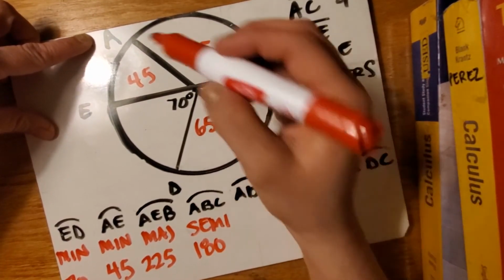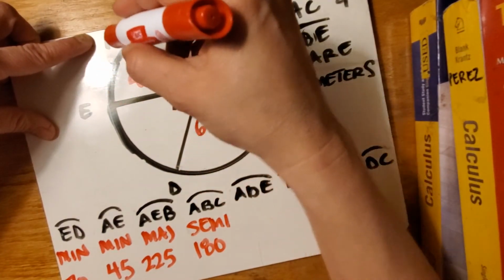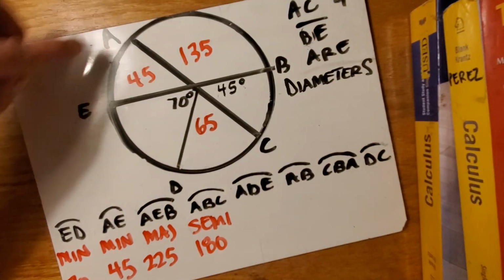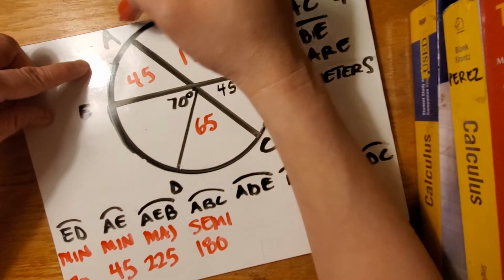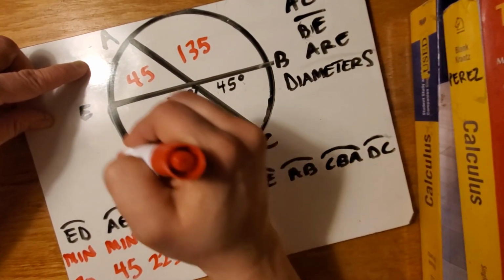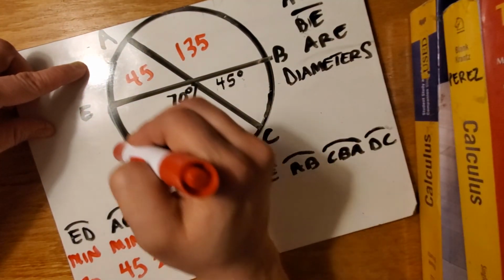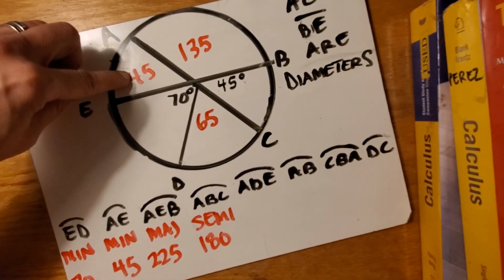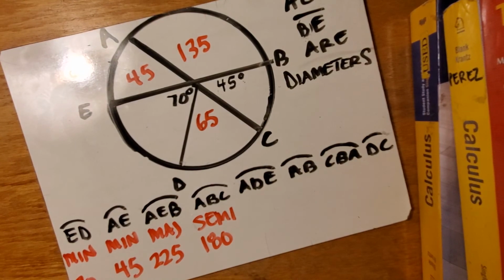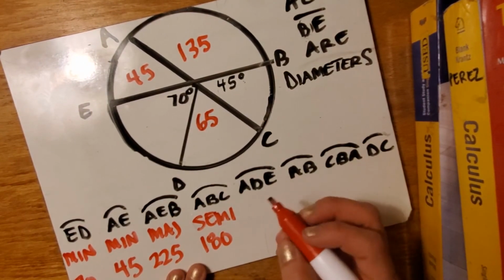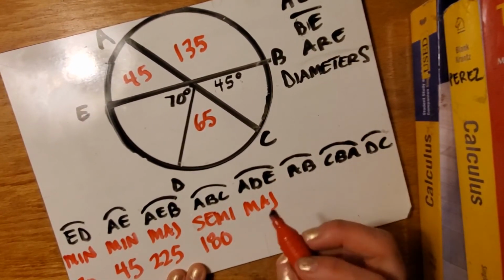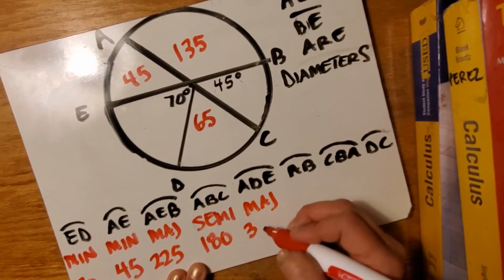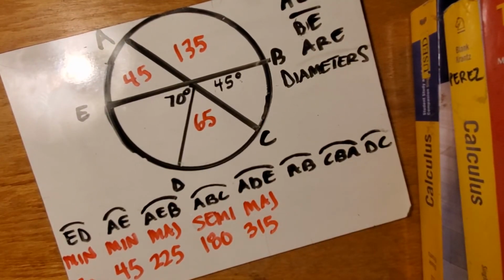ADE. So starting at A, I have to go through D. That means I'm not going through here, because I have to end at E. So I go right and then to E. It's everything except for this 45-degree arc. So 360 minus that 45-degree arc is the easiest way to get to that one. Again, this is a major arc. 360 minus 45 is 315 degrees.